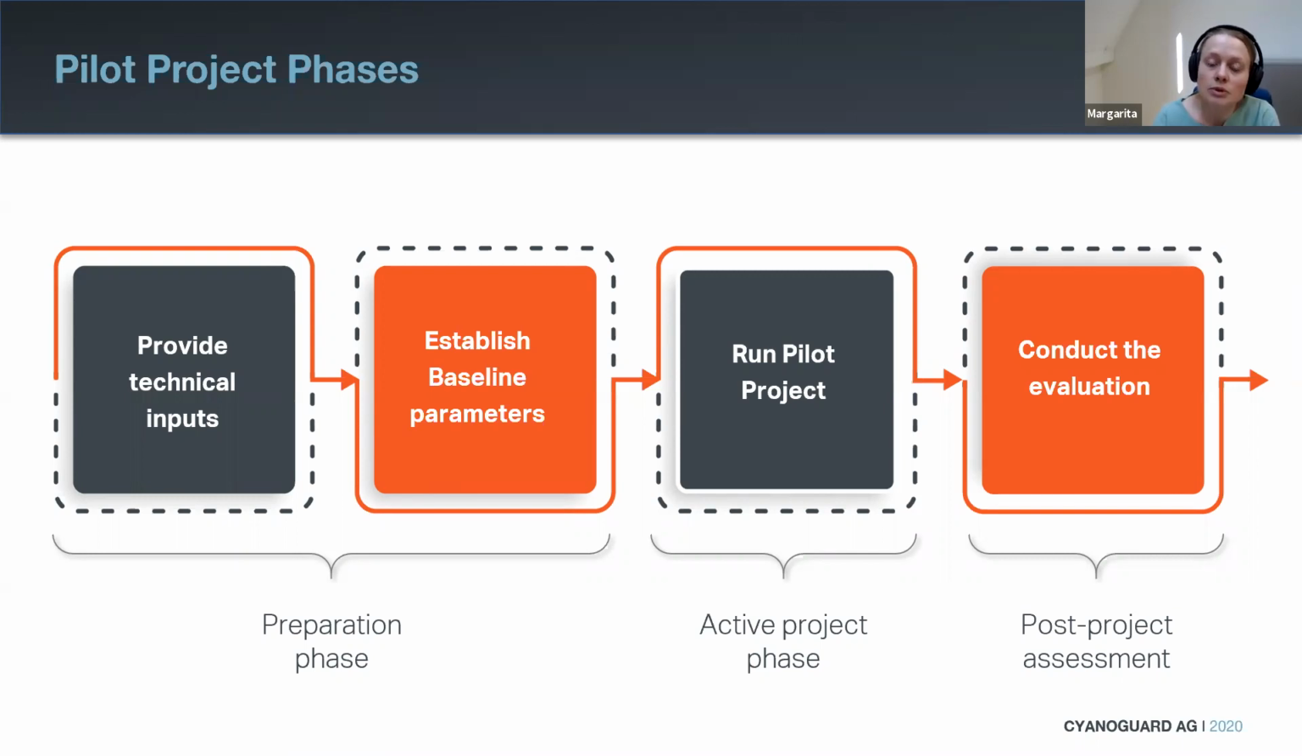Afterwards, we will establish the baseline parameters, which will later be used for evaluating the project success. In particular, they include simplicity of use of the cyanide control solution, impact on cyanide consumption, impact on gold recovery, and impact on detox reagent costs, if this is applicable to your mine.